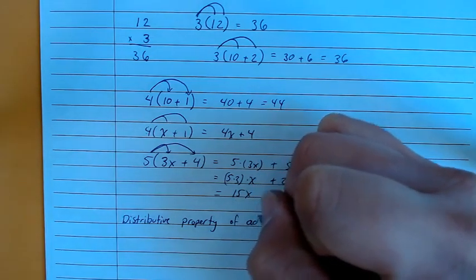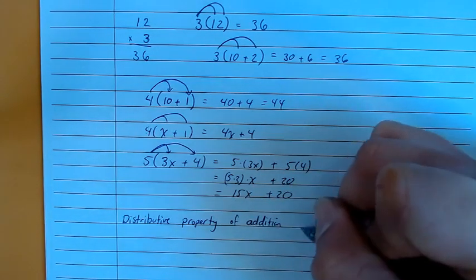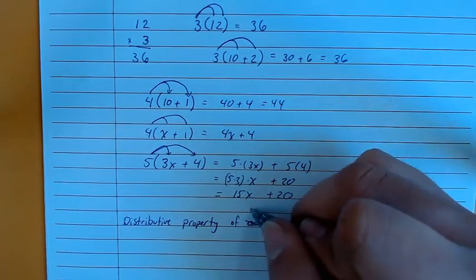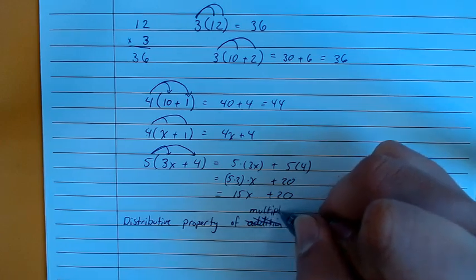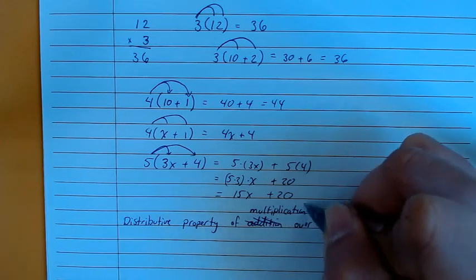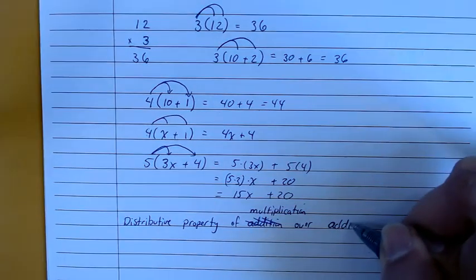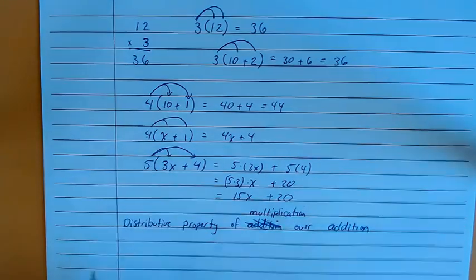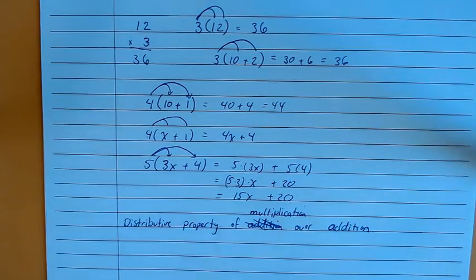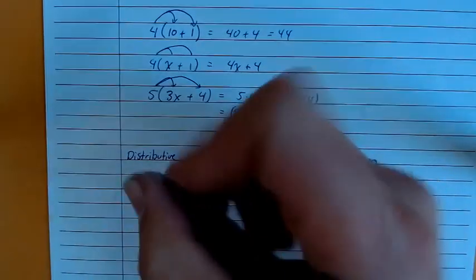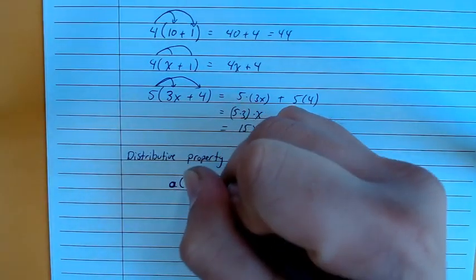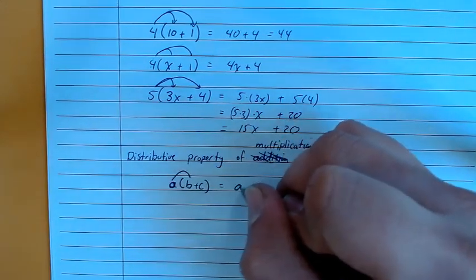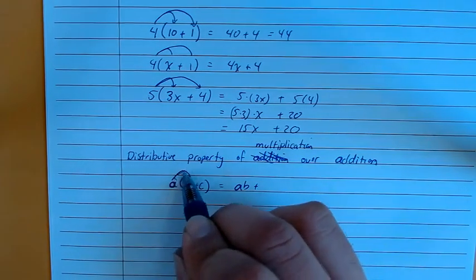Of addition, of multiplication over addition. I said that backwards. Of multiplication over addition. Basically, the multiplication comes over on top of the division, on top of the addition. Symbolically, the way that looks is if you have A times B plus C, this A multiplies the B, plus the A multiplies the C.